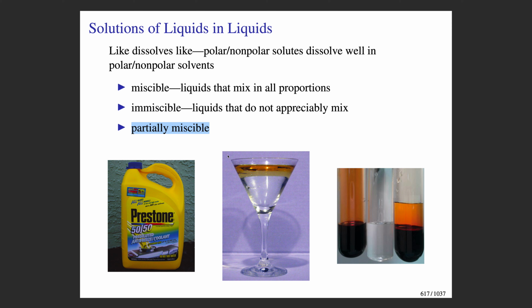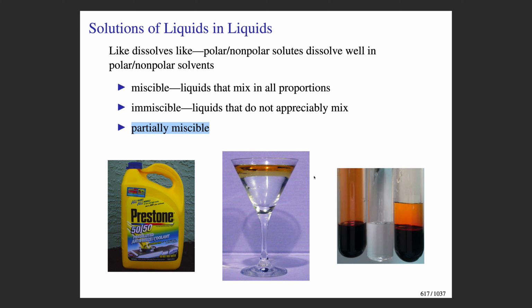We also have something in between, partially miscible. So here we've got a test tube that's full of bromine. Here's a test tube that's full of water. If you mix them together, the two liquids separate and form layers. However, you can see that there's a little bit of bromine dissolved in the water layer, and there's a little bit of water dissolved in the bromine layer. And so we describe these as partially miscible.